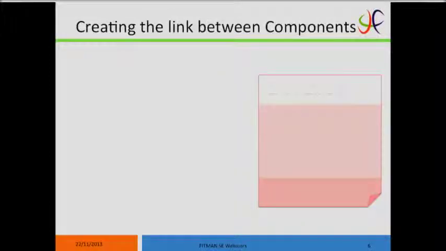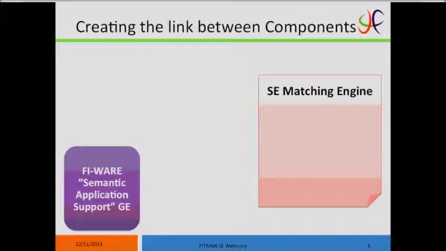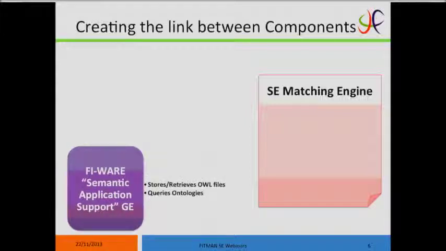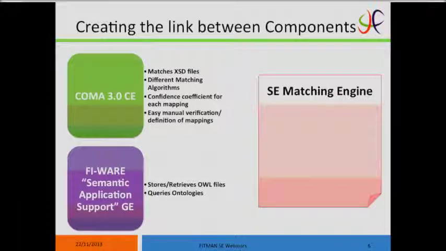So, as I said before, what we wanted to do in this specific enabler was to create a so-called matching engine. To get there, we have taken the FIWARE Semantic Application Support generic enabler, which offers the ability to store and retrieve ontologies and to query ontologies. And we have also combined our knowledge of the COMA 3.0 Community Edition toolkit.